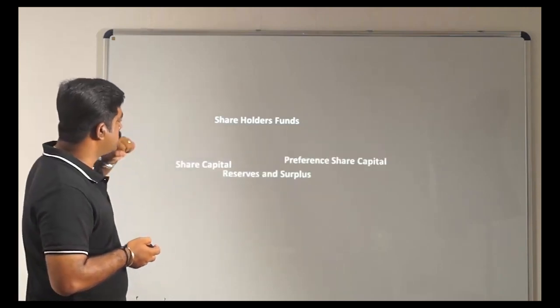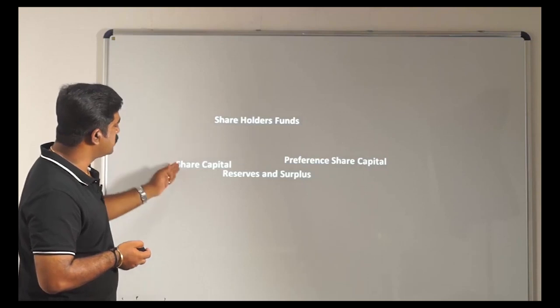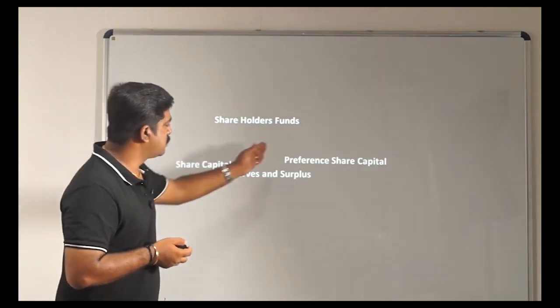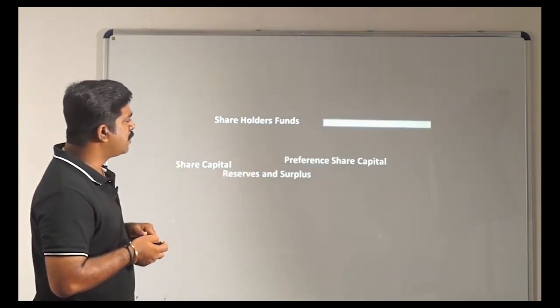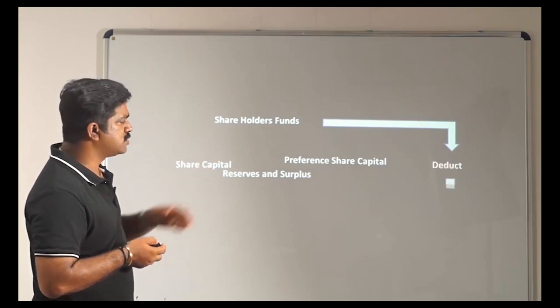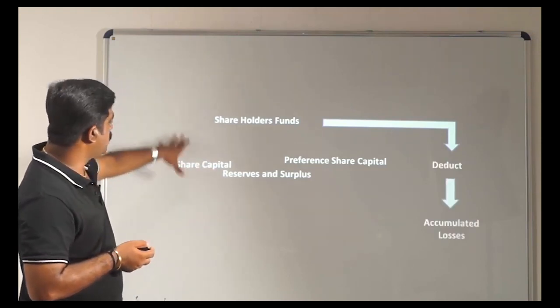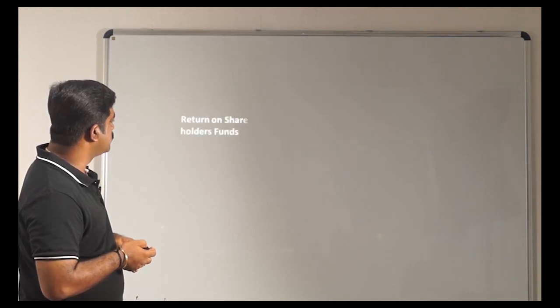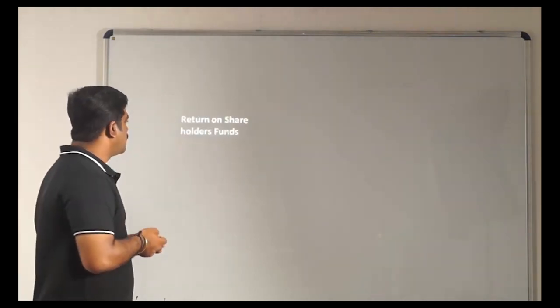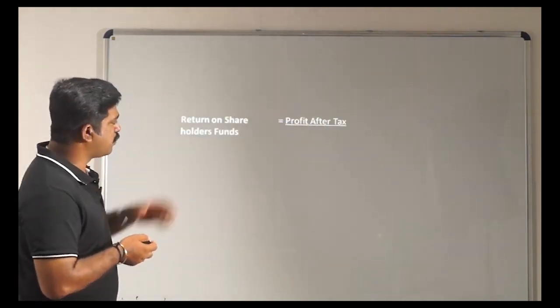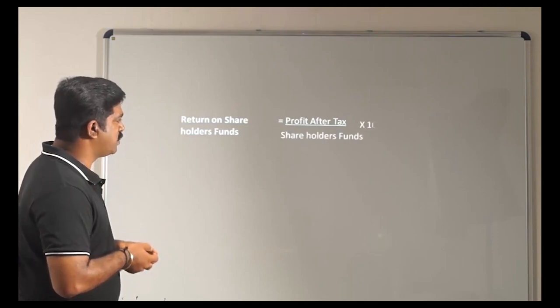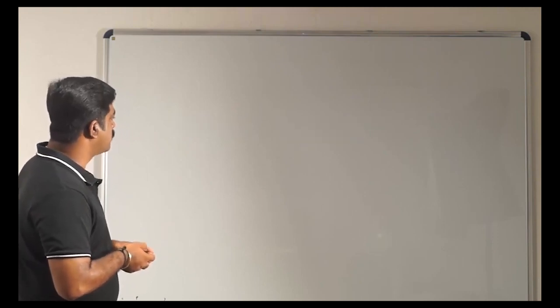What is shareholders funds? When we say shareholders funds, they are basically share capital, reserves and surplus, and preference share capital. But if there are any accumulated losses, those have to be deducted, and that makes up the shareholders funds. So what is the formula? Return on shareholders funds is nothing but profit after tax divided by shareholder funds into 100, right?